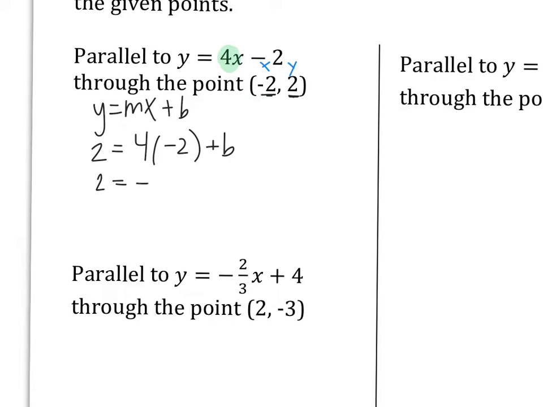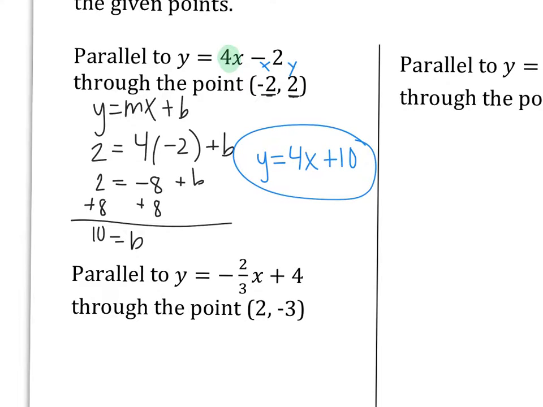So I have 2 equals negative 8 plus b. I'll add 8 to both sides, and 2 plus 8 is 10. So 10 equals b, so if I rewrite this all together now, the last step in slope-intercept form, y equals 4x plus 10. So if we were to graph these two equations, they would be parallel to each other, and the second line would go through the point negative 2, 2. So again, that y equals 4x plus 10 is parallel to the equation y equals 4x minus 2 that also goes through the point negative 2, 2.